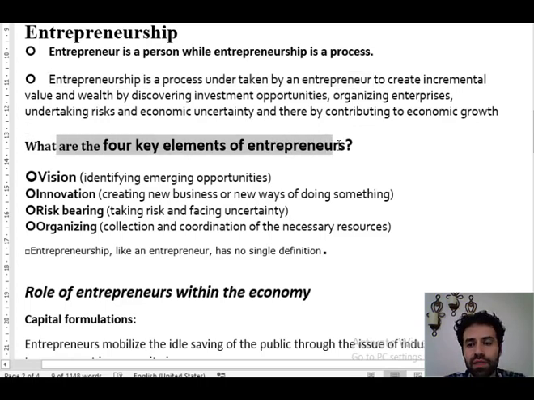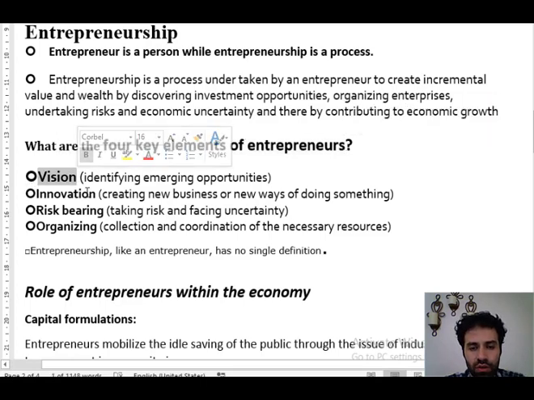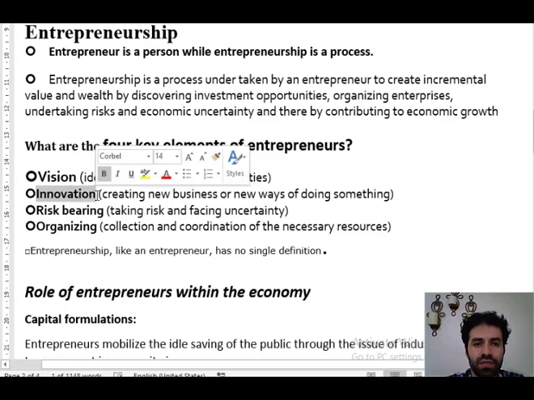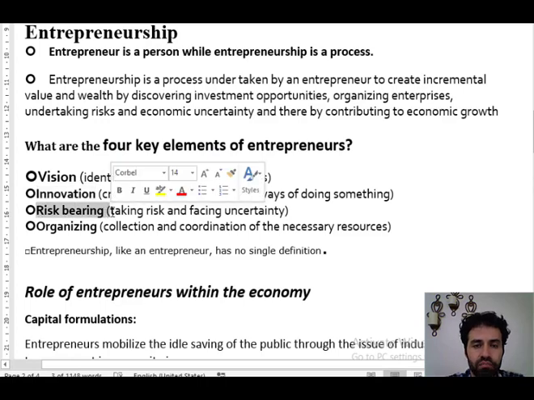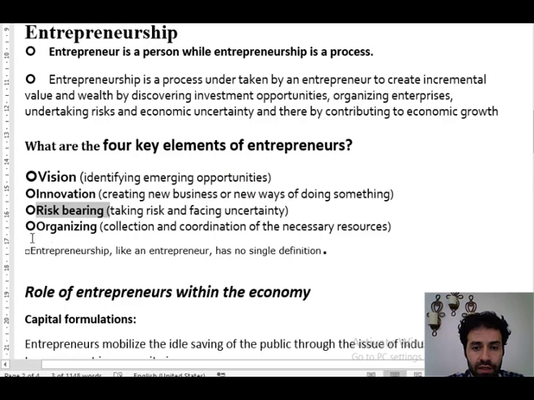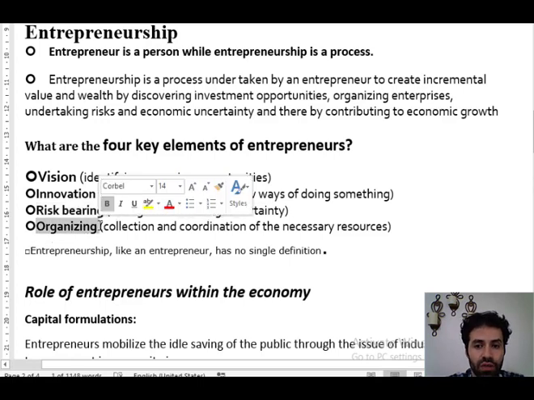What are the 4 key elements of entrepreneurs? We have 4 keys: vision is like the goal, the dream. Innovation is like creativity, creating something new. Risk bearing is actually being able to undertake risk and facing uncertainty. And organizing is actually collecting and coordinating the necessary resources. You organize all the resources.